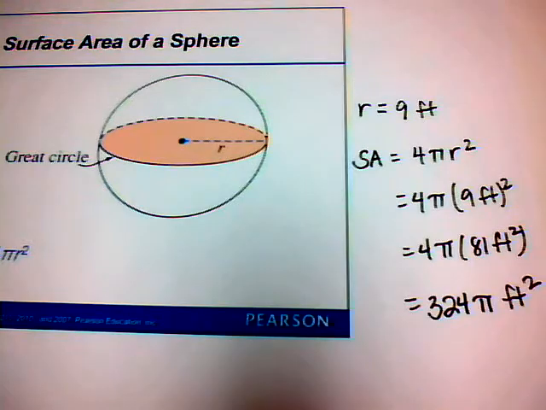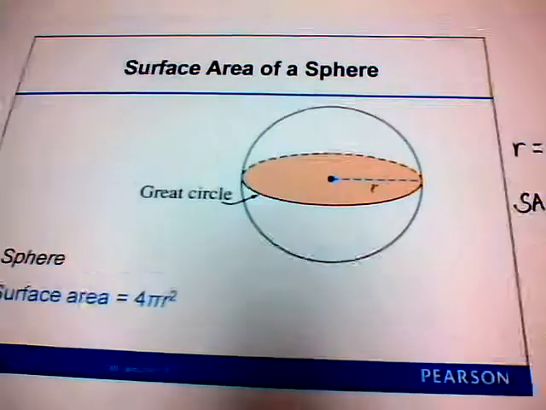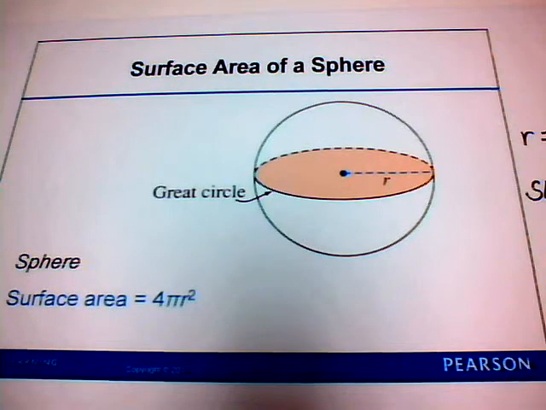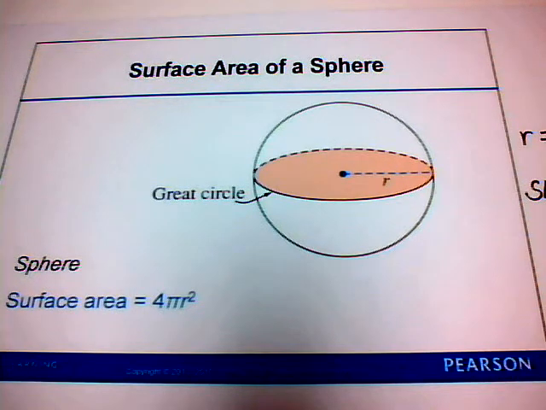Okay, so that's how we use that formula to find the surface area of a sphere. And that will conclude this particular video on surface area.